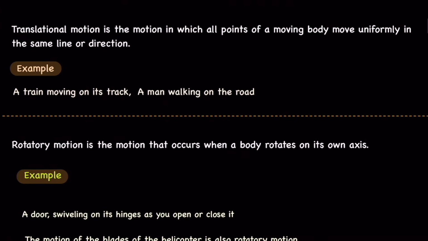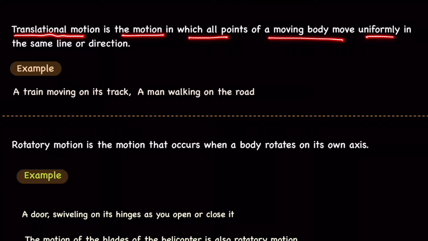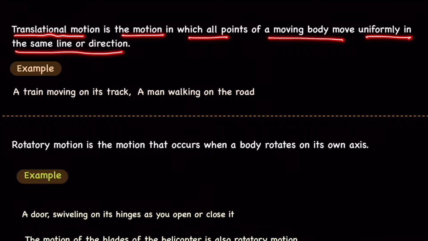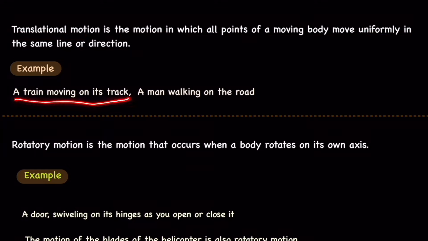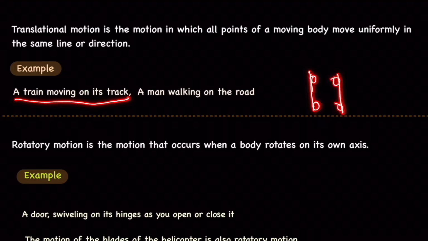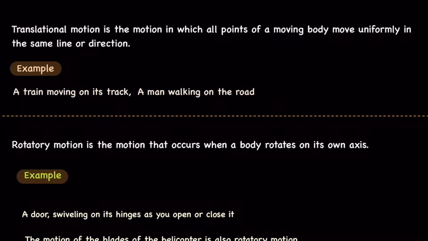What is the definition of translational motion? Translational motion is the motion in which all points of the moving body move uniformly in the same line or direction. Example, a train moving on the track. Like this is the track of the train and here the train is moving. The train is moving on a straight path, so it is a translational motion. A man walking on the road is the second example. Both are translational motion. Many examples are there, so we can take any of them.